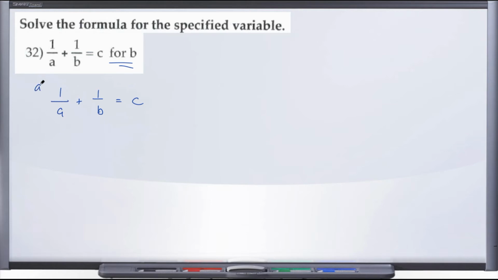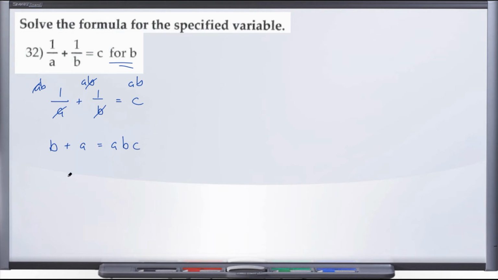So let's multiply each term by AB, which is the same thing as multiplying the entire equation by AB. And when we do that, let's see, A cancels with A, and we're left with B times 1, so just B. And then we have our plus. B cancels with B, we're left with just A. And now we have equals, well, AB times C is ABC. All right, and we're still solving for B.